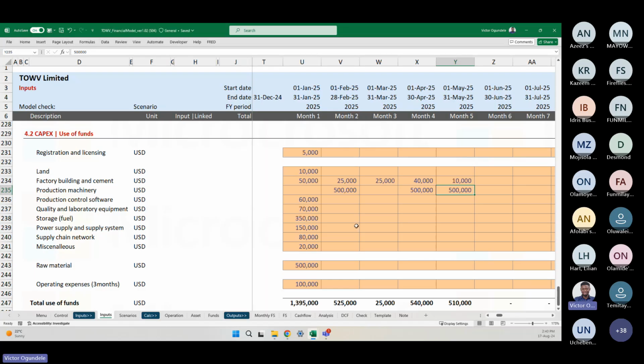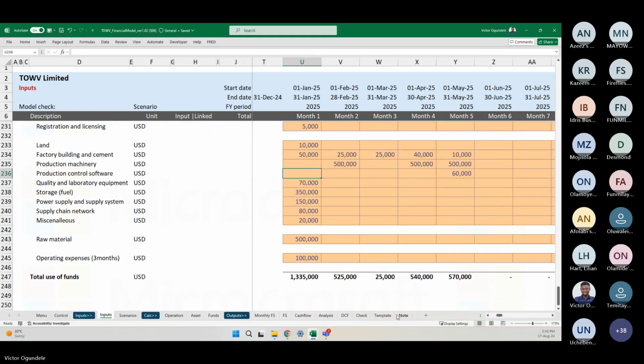Okay. Now, production control software, I think that should come in after. So let's put that in our month 5. It's not 1.5, it's 1.2. Oh, okay. Thank you for that. So maybe this should be 200, right? Thanks for the observation. So 1.2. So it's always good you check that.